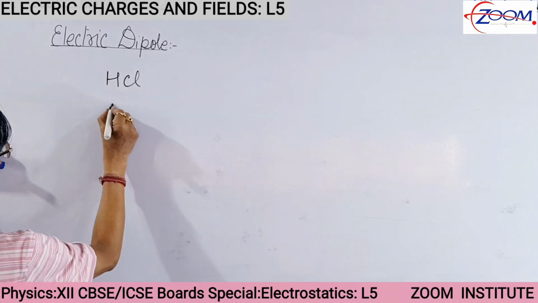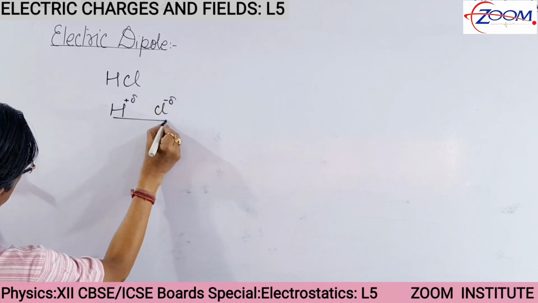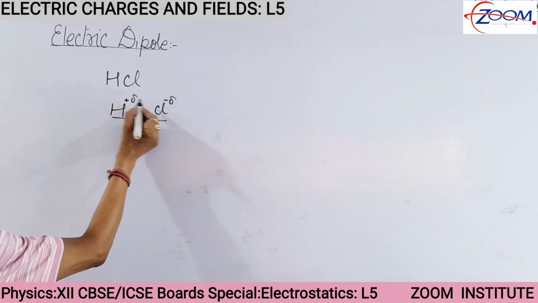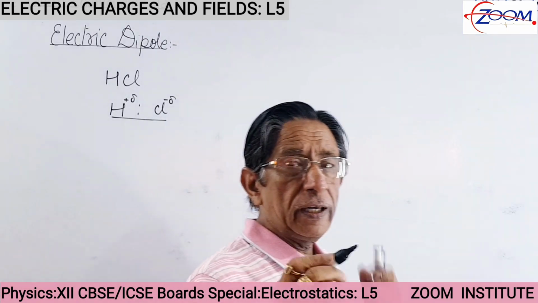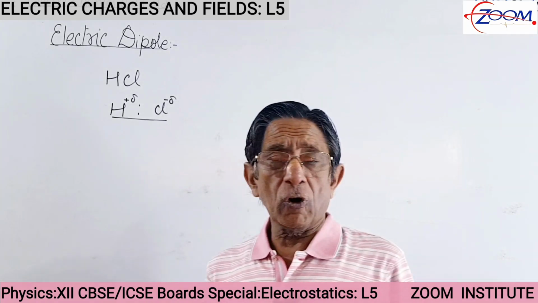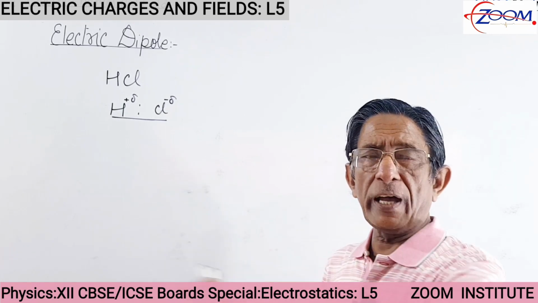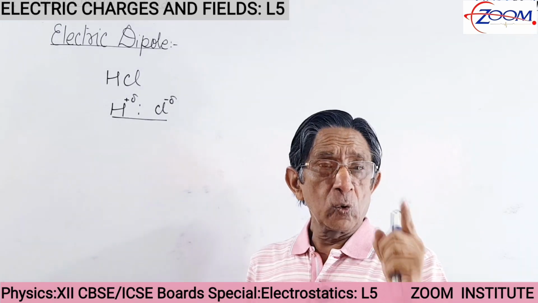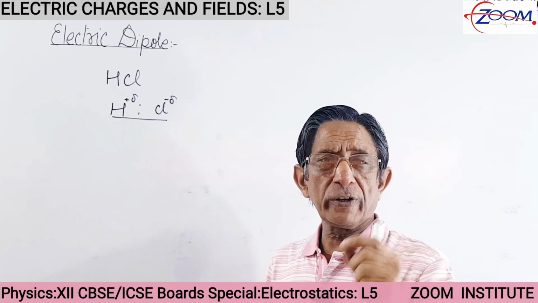We know HCl means H plus delta and Cl means minus delta. So these two atoms have equal charge, opposite in nature. Such a system is called electric dipole. So what is electric dipole, students? Electric dipole consists of two equal and opposite charges separated by a small distance between them.